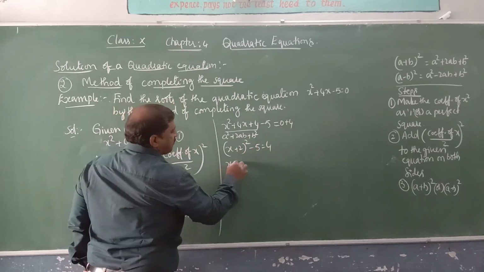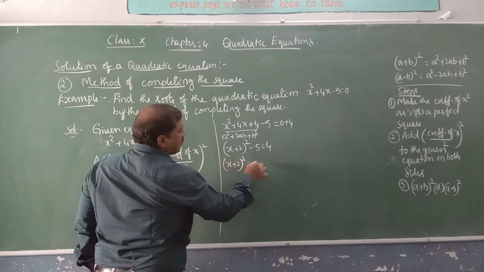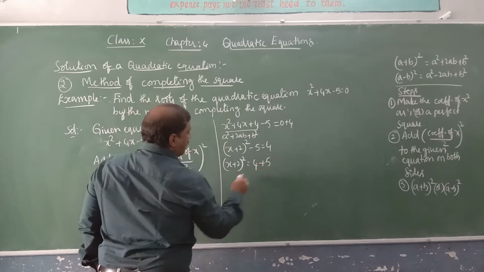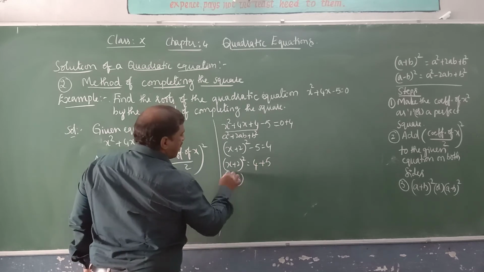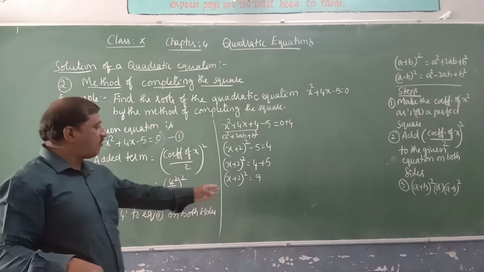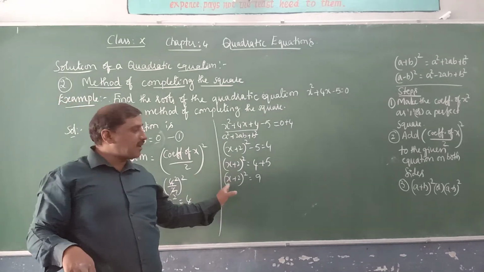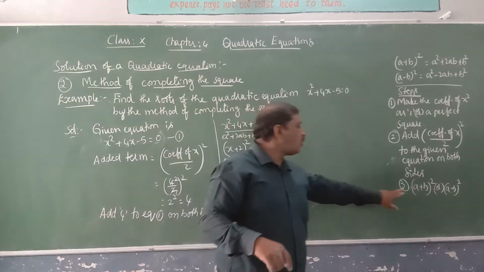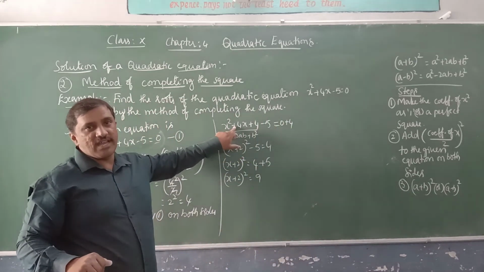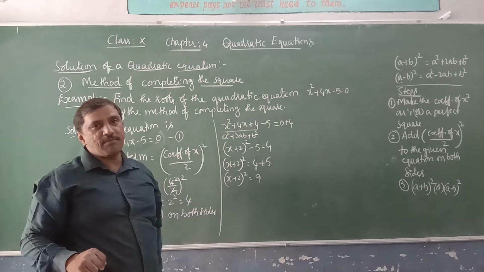Now (x plus 2) whole square is equals to 4, transpose minus 5 to the RHS, we get plus 5. (x plus 2) whole square is equals to what? It is 9. Now we got on the left hand side the form of (a plus b) whole square. I told you, when the coefficient of x is a positive value, it will be in the form of (a plus b) whole square.